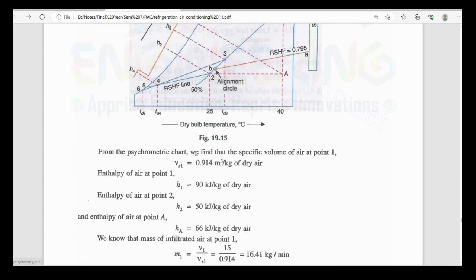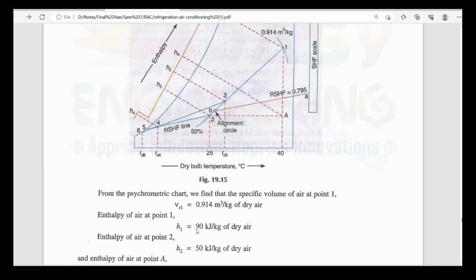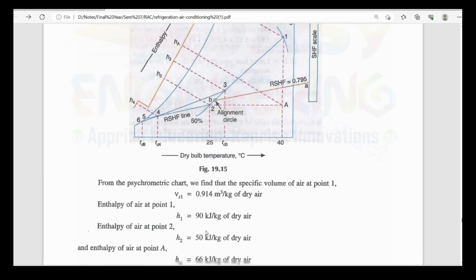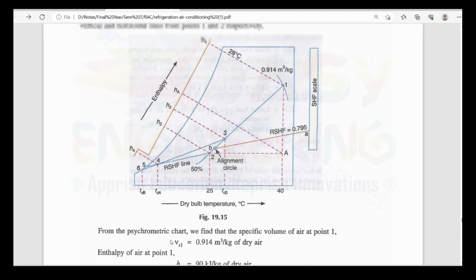So now at point number 1, we get the specific volume as 0.914 meter cube per kg of dry air. Enthalpy at point number 1, H1, is 90 kilojoule per kg of dry air. Enthalpy at point number 2 is 50 kilojoule per kg of dry air. Now enthalpy at point number A, HA, is drawn here.